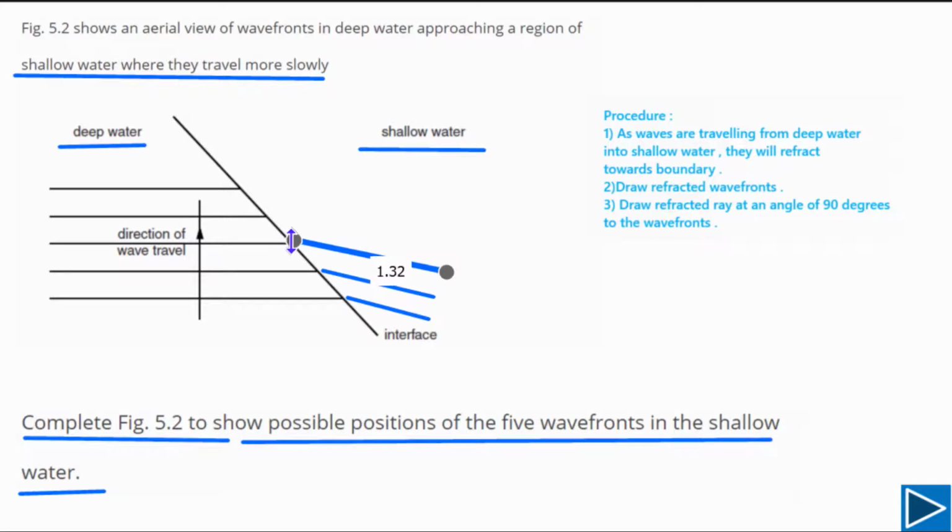We need to keep the same distance between wavefronts, and also they have to be parallel, so this point you need to understand. The last one, this is how we can draw. This is how we can draw the 5 wavefronts in shallow water. If we want to draw the refracted ray, it will be somewhat like this. This is the refracted ray. We can also draw the arrow on this. So this is the arrow. You can see this angle is 90 degrees between ray and wavefronts.